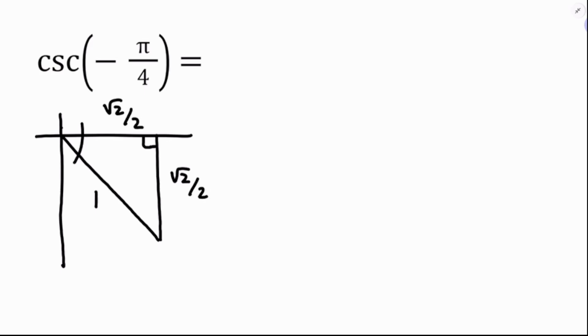Once I label the legs, I need to check for what's going to be negative and what's going to be positive. Okay, down here, that'll be a negative number. Cosecant is going to be related to sine. I'm going to start by finding sine of negative pi over 4. It's going to be opposite over hypotenuse, negative root 2 over 2.